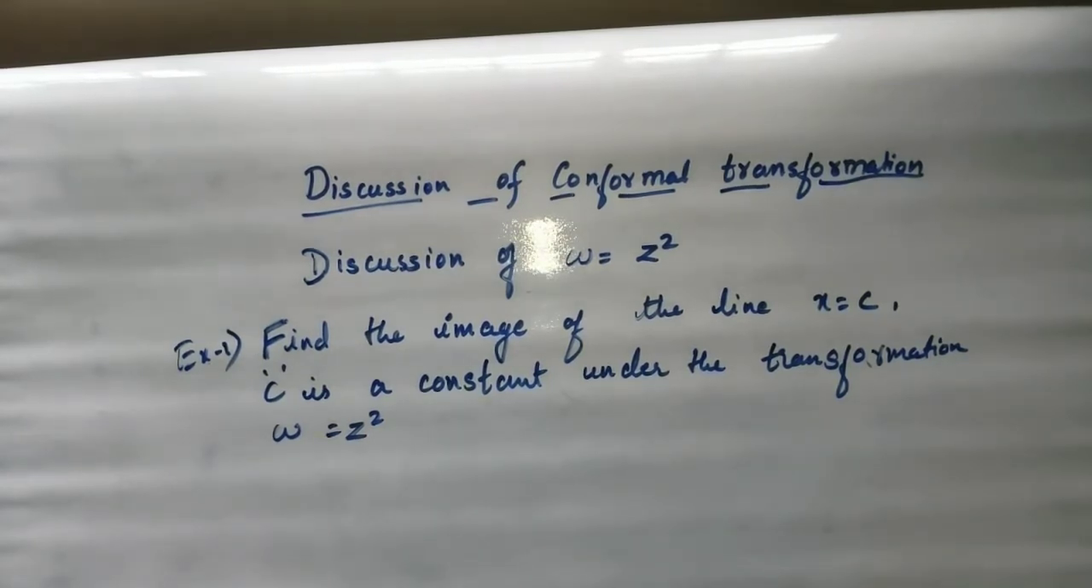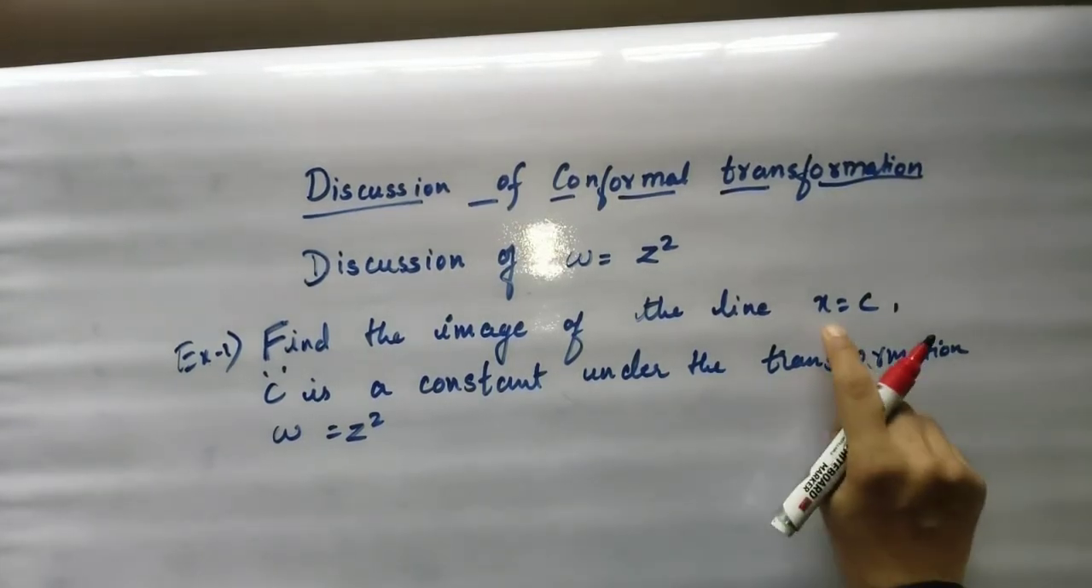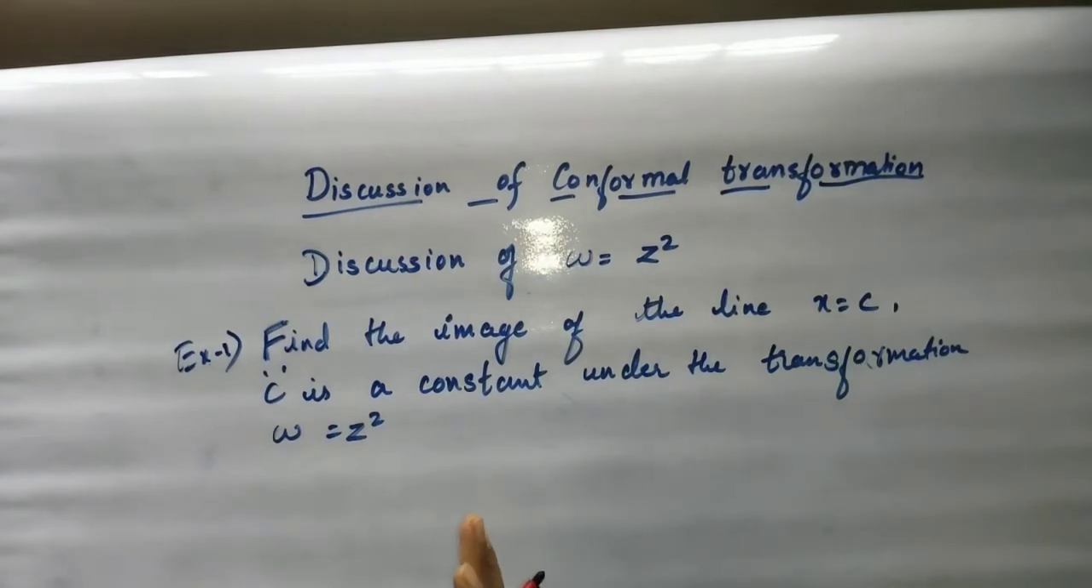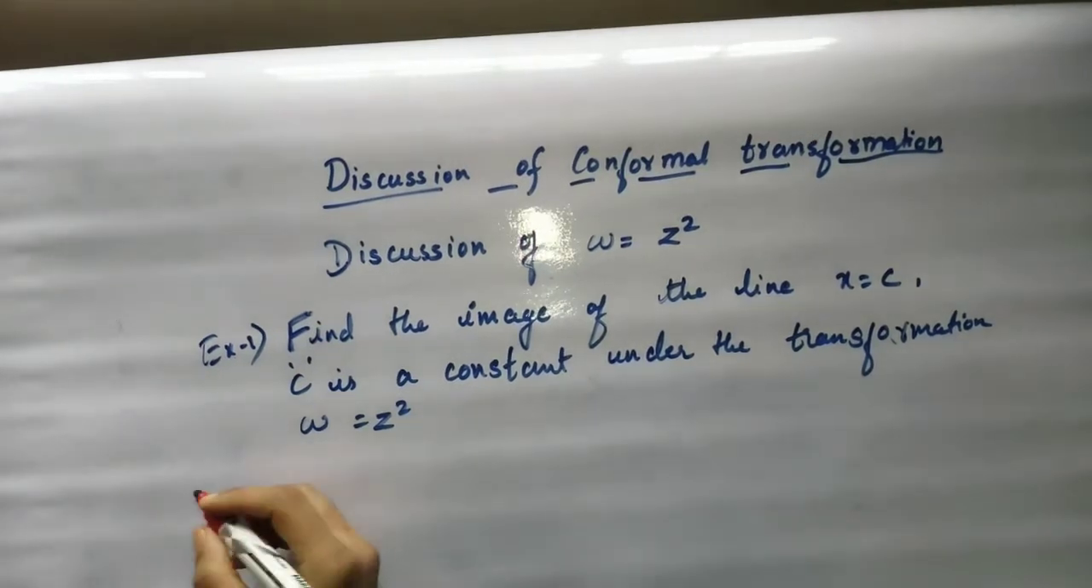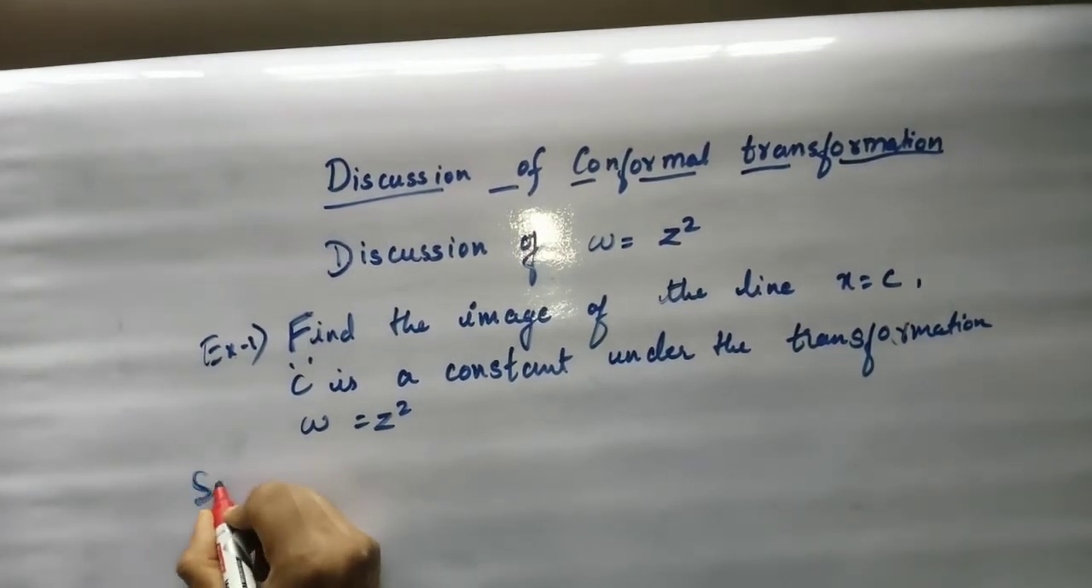Find the image of the line x is equal to c. As you see, x is equal to c will be a line parallel to the y-axis, is it not, where c is constant, under the transformation w is equal to z square. So let's see how the line x is equal to c of the z plane is being transformed in the w plane under this transformation. Let's see what happens to the line. Okay, so for this we will start our solution.